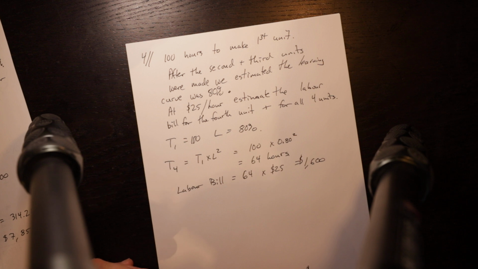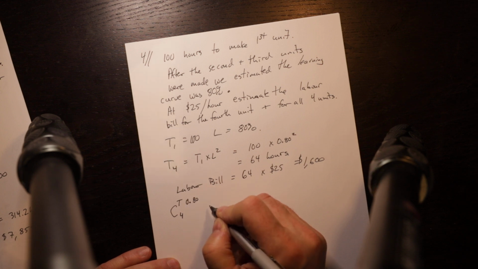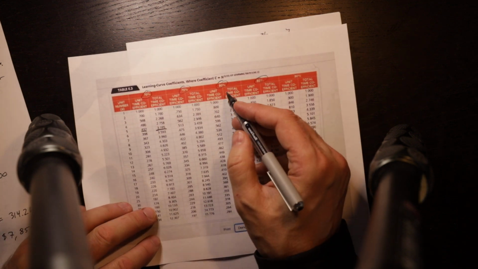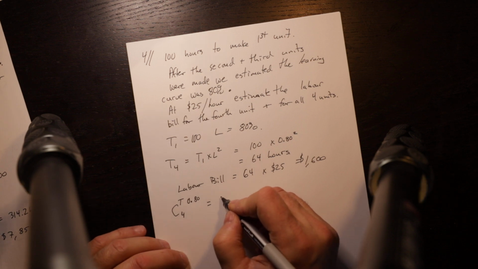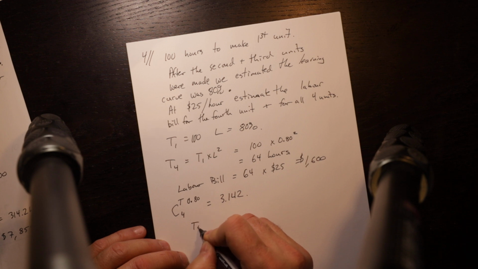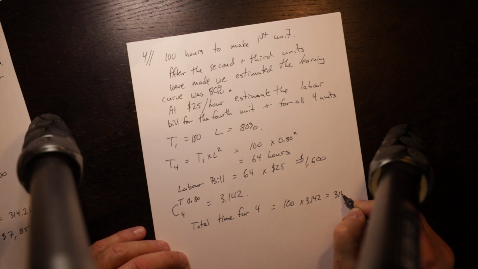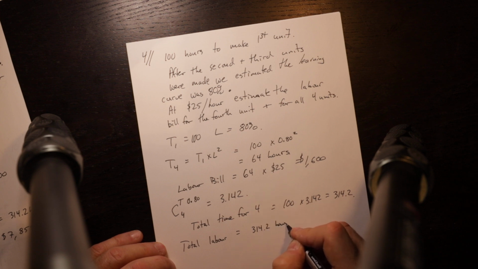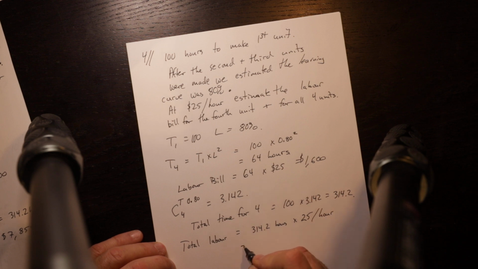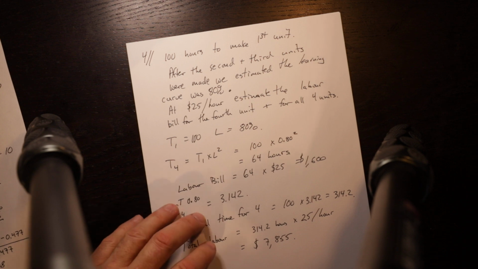For the total, we could calculate T2 and T3, since we have T1 and T4. I'm going to go back to the coefficient table. Coefficient 4, total, 0.80 is equal to, go on to here, 80% for 4 units, 3.142. Total time for 4 equals 100 times 3.142, which is equal to 314.2. So then total labor is equal to 314.2 hours times $25 per hour equals $7,855. So there's a simple question, how much would labor cost, and a simple way to calculate it.